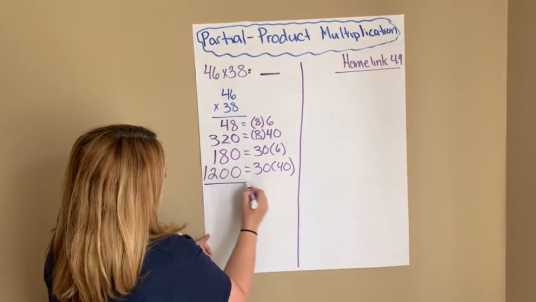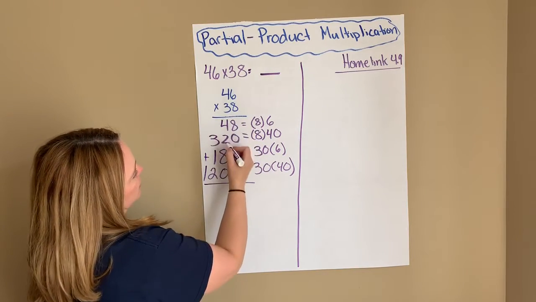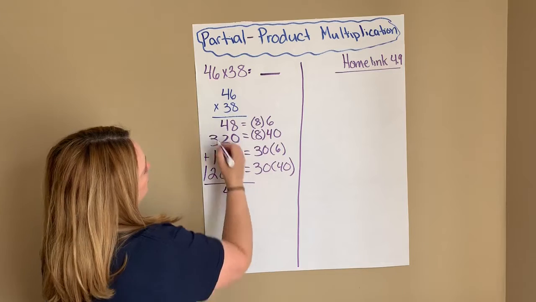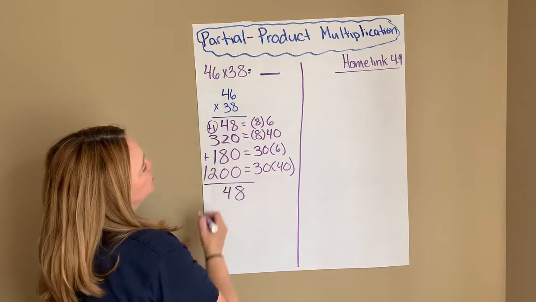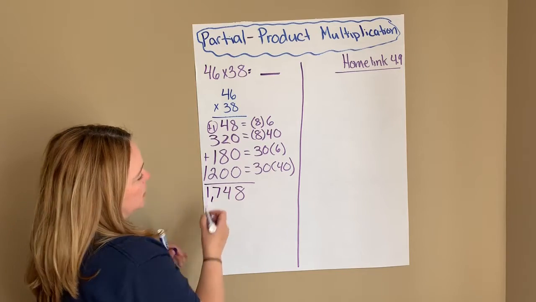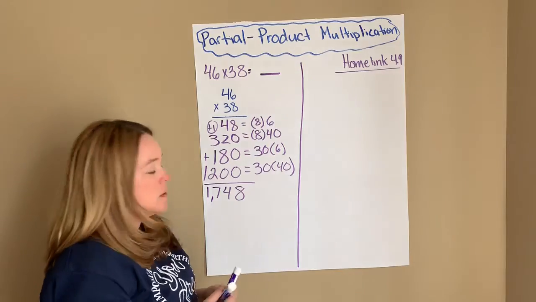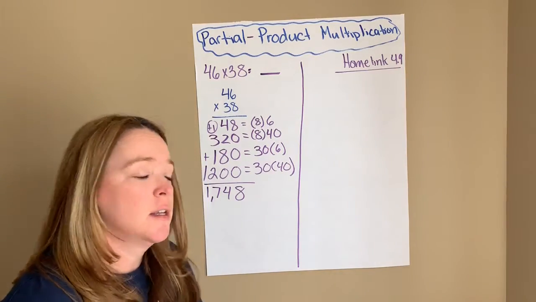So I'm going to add these together. 8 plus a lot of zeros is 8. 4 plus 2 is 6. Plus 8 is 14. 3 plus 1 is 4. Plus 1 is 5. Plus 2 is 7. And then we have our 1. So based on this method, our answer is 1,748.